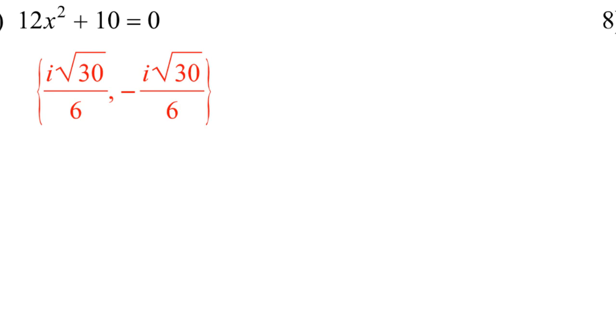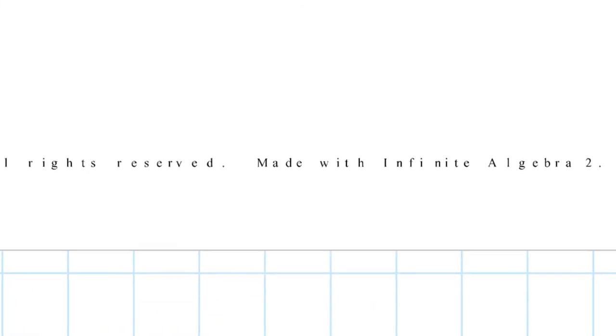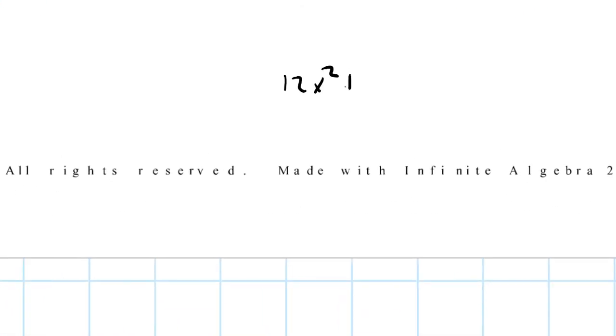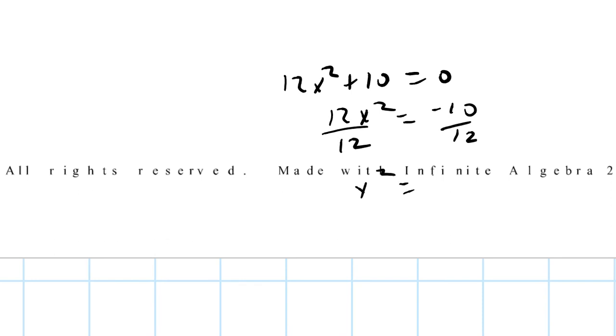Alright, so in this problem, solving this by the quadratic formula is honestly not the best method. I want to just show you, if you have 12x squared plus 10 equals 0, what's the best way? There's no x term, right? So we could take 12x squared minus 10, divide by 12, and x squared equals what? Negative 5 over 6. So take the square root of both sides. That is the easiest way to do this problem.